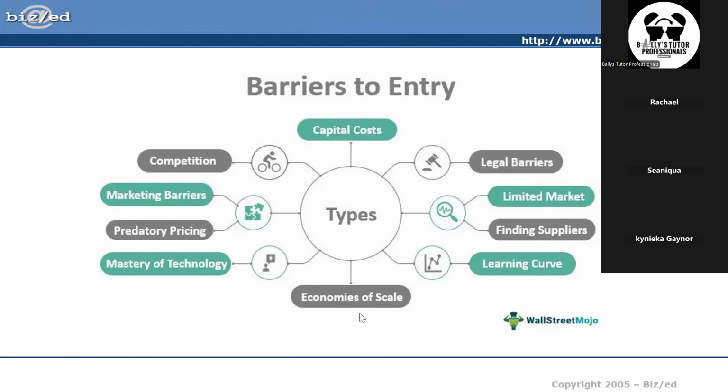Predatory pricing. Yeah. All right, no problem. So before I explain it, do you know what a predator is? All right, so long story short, what I explained with Stag and Carib is predatory pricing.